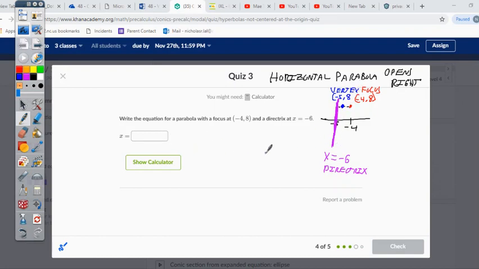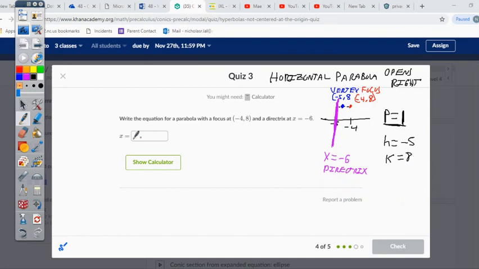All right, so that means our focal length, P, the distance between the vertex and the focus, is going to be equal to 1. So now that we have P and we have a vertex (h, k), we have P equal to 1, h equal to negative 5, and k equal to 8.